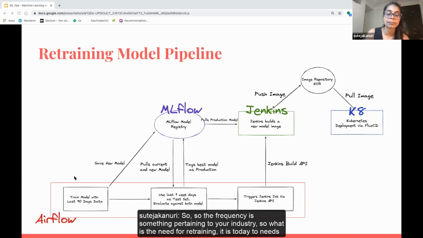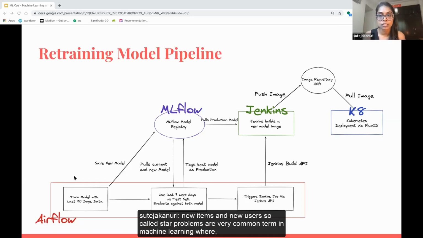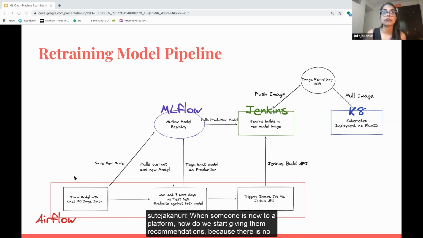So the frequency is something pertaining to your own industry. So what is the need for retraining? There are two needs for retraining. One is for the model to learn new patterns in data. Patterns in data can be with respect to new items or new users, and also to solve the cold start problem of new items and new users. Cold start problem is a very common term in machine learning, where when someone is new to a platform, how do we start giving them recommendations because there is no previous data for them, right? So these are the problems that continuous retraining actually helps.